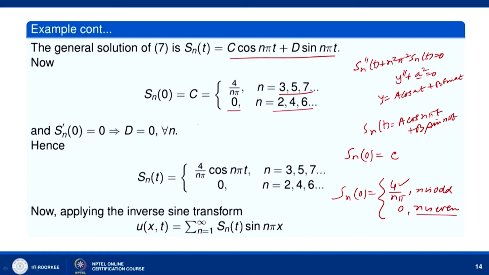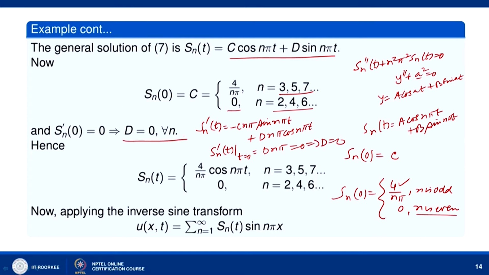c is 4 over n pi for n equal to 3, 5, 7, and 0 for n equal to 2, 4, 6. Sn dash t will be equal to what? Minus c n pi sin n pi t plus d n pi cos n pi t. Now put t equal to 0. So Sn dash at t equal to 0 is d n pi, and Sn dash at t equal to 0 is 0. So we get d equal to 0, for all n.